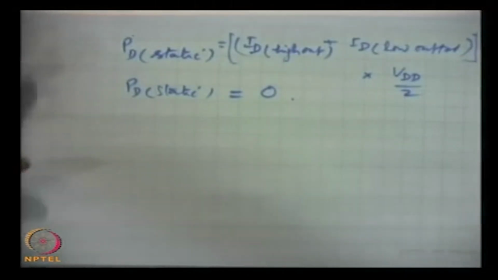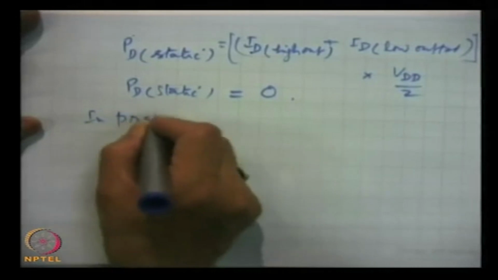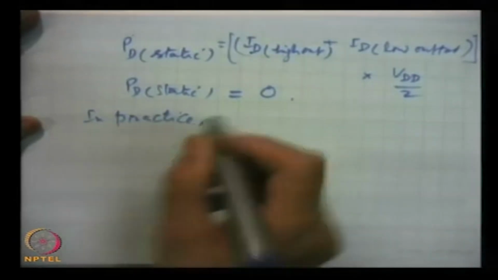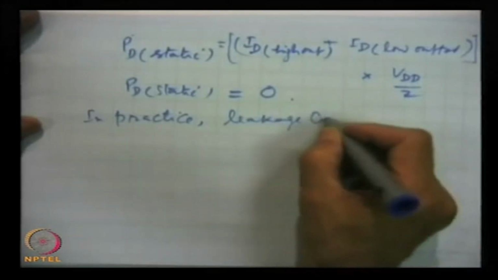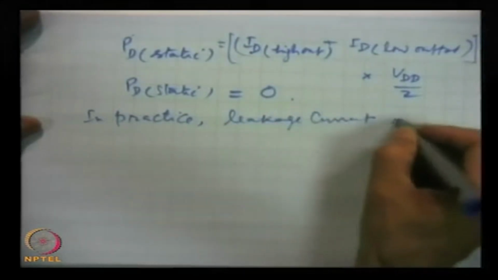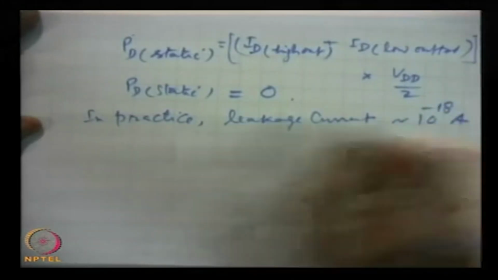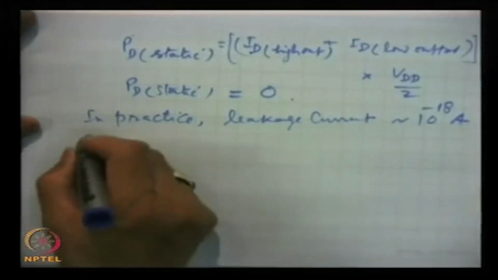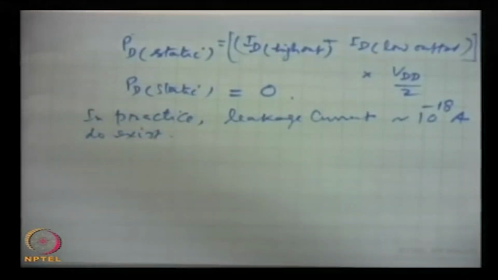But in practice there are leakage currents of the order of 10 to power minus 18 amperes, very small currents, and they do exist. This is about static power dissipation.